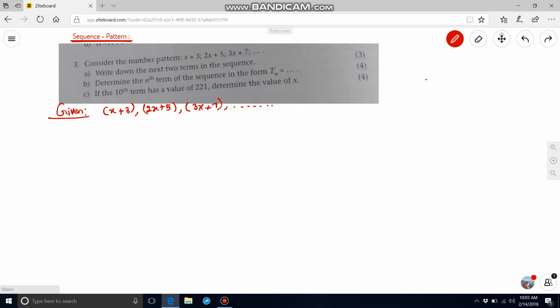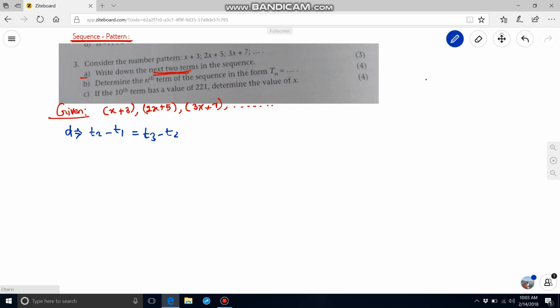Here in part A, we have to find the next two terms. If we need the next two terms, we should know the rule between the numbers. Which rule is going on, adding, subtraction, multiplication, like that, we have to find it. So I am going to use the formula now. The difference formula is T2 minus T1 is equal to T3 minus T2. It's better to check at least two pairs.